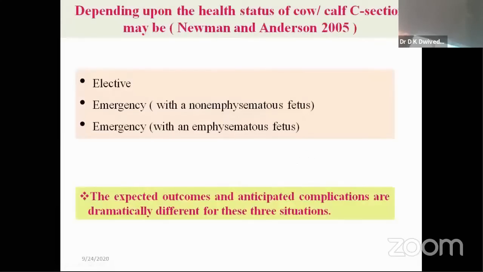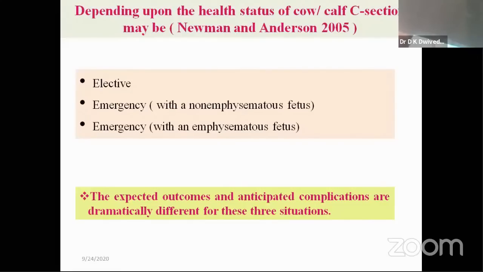Now, depending upon the health status of the cow or fetus, Newman and Anderson have classified this C-section into three categories. The first one is elective C-section. We rarely go for elective C-section in our country. Most of the time in India, we go for emergency C-sections only. But in the European world, many times they go for elective surgery also. But in our place, mostly we go for emergency C-section.